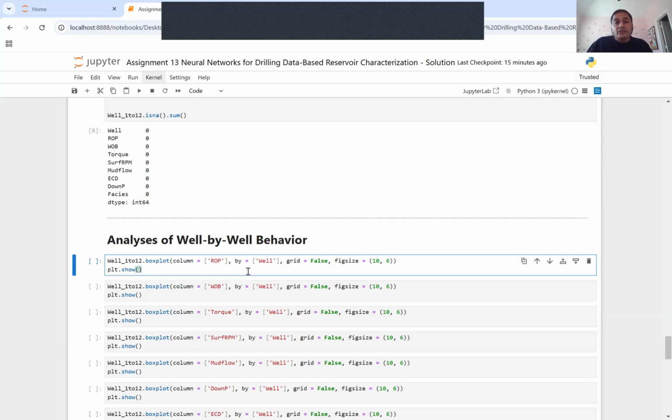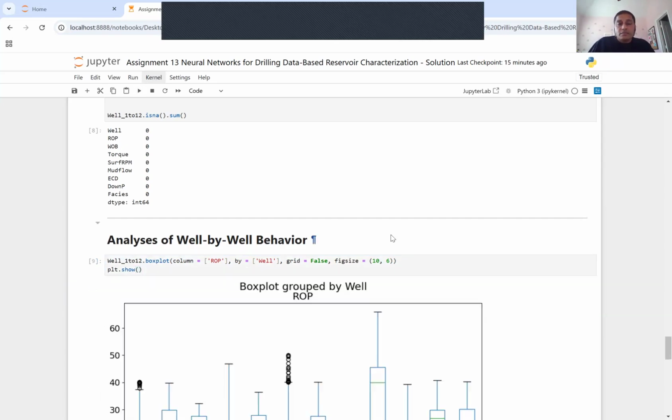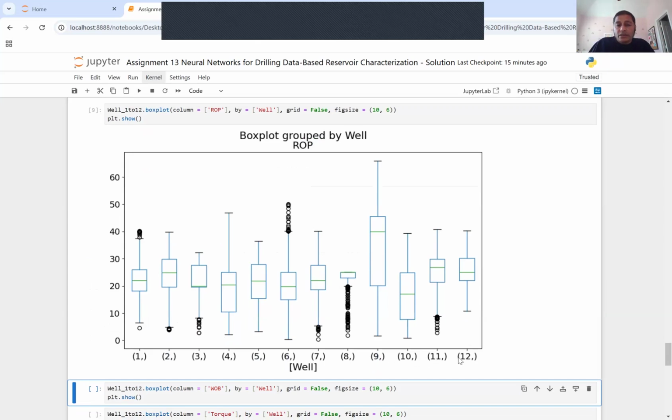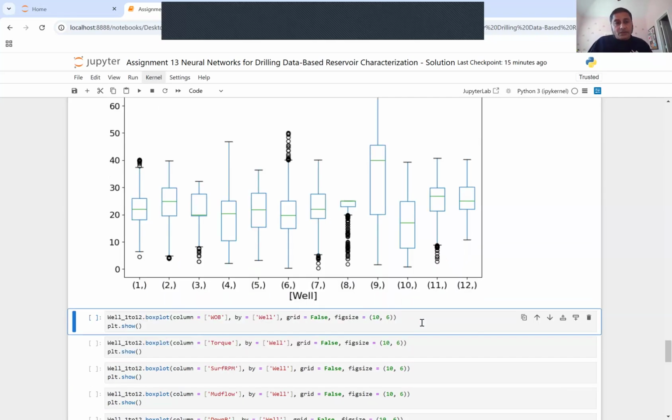Okay, so let's look at rate of penetration on a well by well basis. So we have well 1 all the way through well 12, and I don't observe anything unusual in terms of the rate of penetration, which is in terms of meters per hour. Largely, most of the wells occupy pretty much the same range, and there's nothing unusual. Let's look at the weight on bit.